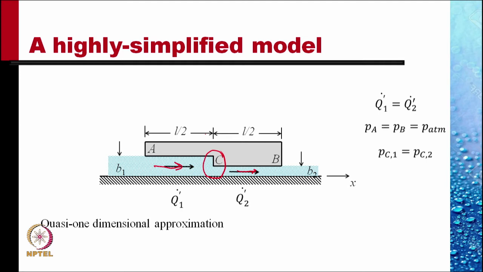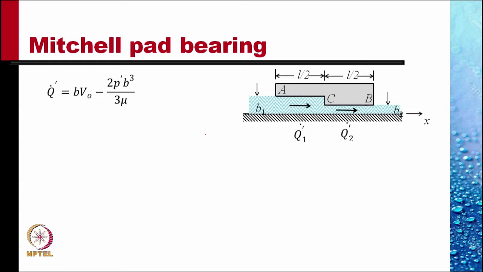With these conditions, now we have derived in the last presentation the volume flow rate per unit depth is B V naught minus twice P prime B cube by 3 mu, where B is half width of the channel and P prime is the pressure gradient along the length of the channel. Mu is the viscosity of the fluid and V naught is the speed of the upper plate.